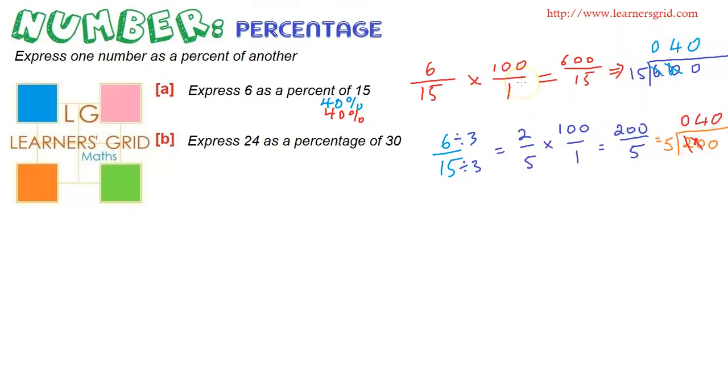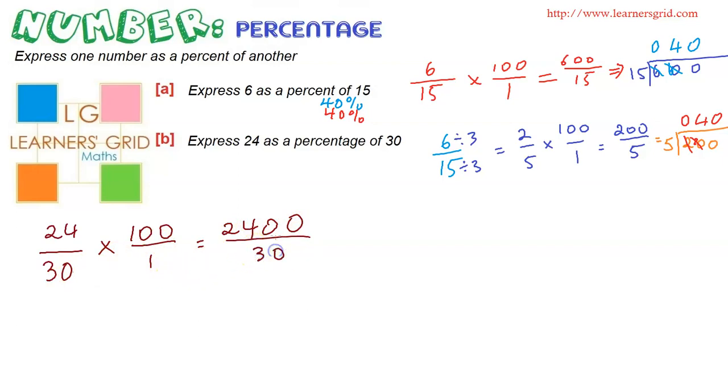Okay, so let's have a look at the next one. It says here to express 24 as a percentage of 30. So in this case, 30 is the whole and 24 is the part. Again, the most straightforward thing to do is to multiply it by 100, turn 100 into a fraction, and then just go numerator times numerator, denominator times denominator. Let's do numerator times numerator. 24 times 100. Well, 24 times 1 is 24, and just add these two zeros. There you go. Easy. And then 30 times 1, that's 30.